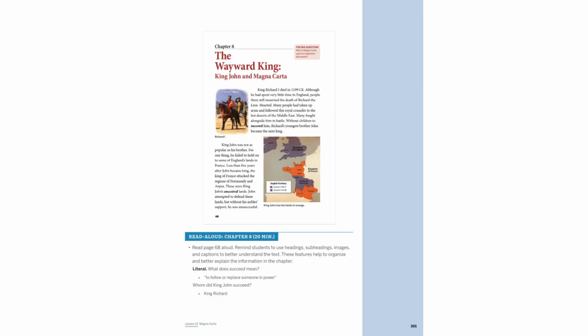King Richard I, known as Richard the Lion-Hearted, died in 1199 Common Era, leaving no heirs. His brother, King John, succeeded him. Unlike Richard, John struggled to maintain control over England's lands in France. Within 5 years, he lost Normandy and Anjou to the French king, lacking support from his nobles.